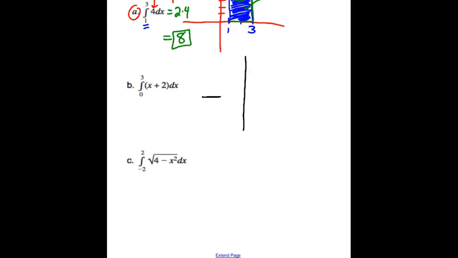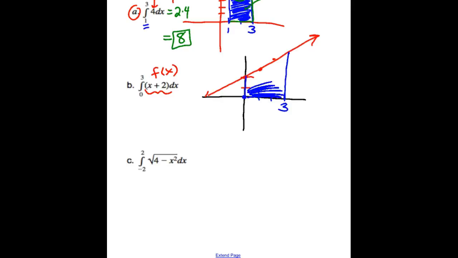So let's go to part B here. Again, I'm going to graph my f of x, or my y equals x plus 2. That's a line that goes through 0, 2. It has a slope of 1, so it goes up 1, over 1, up 1, over 1. The line heads about like that. I'm going to integrate from 0 to 3. So I'm going to drop down my limits of integration. I'm going to shade it in.